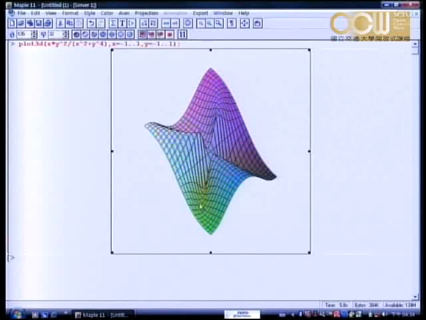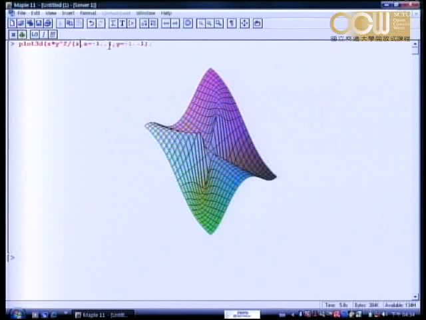I just want to check. Let's look at the function which I mentioned before, which is much easier than this one, when I talked about functions. This is the square root of 9 minus x squared minus y squared, the upper part of an elliptic paraboloid, plotted over this rectangle.